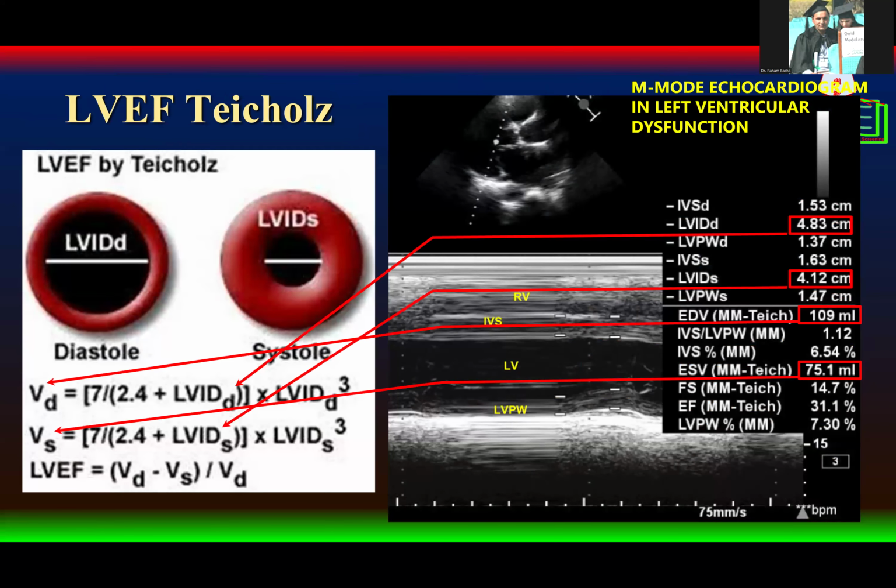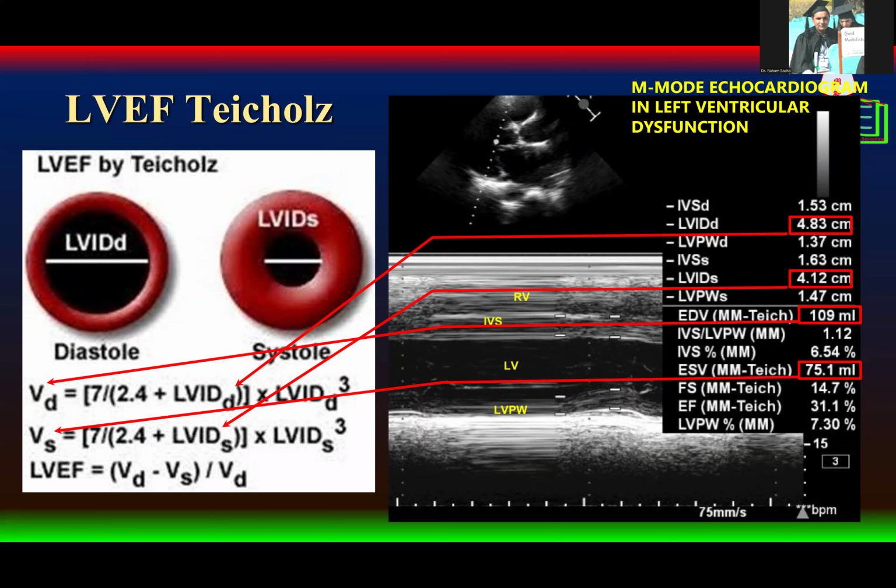Now here, in these images, you can see the different values have been given. If you want to calculate, this is an M mode image. So the interventricular septal dimension is measured, then the left ventricular internal dimension during diastole is calculated at 4.83 centimeter. Left ventricular posterior wall dimension in diastole is 1.37 centimeter.